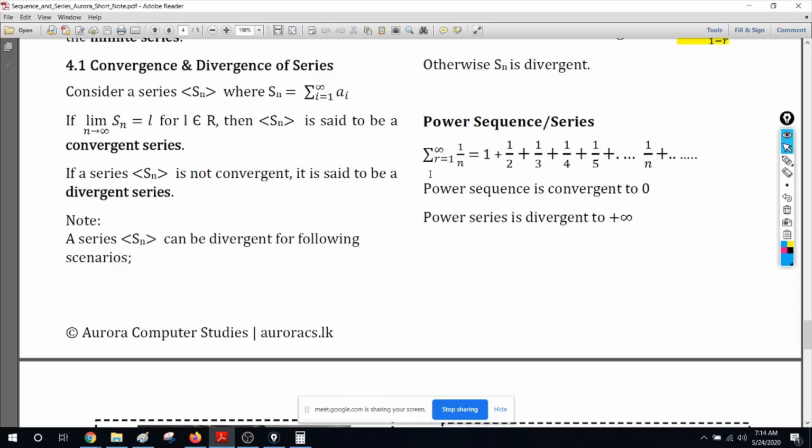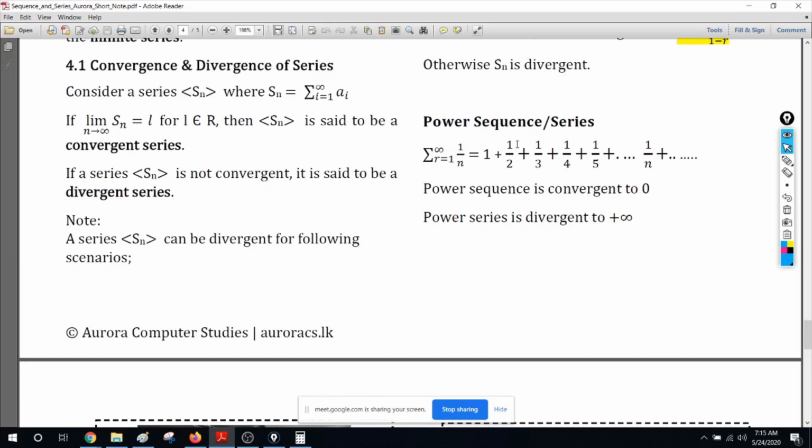But you just have to be aware of what is meant by power series. A power series is something like sigma n equals 1 to infinity of 1 over n. So when n equals 1, 1 upon 1, then 1 upon 2, 1 upon 3, 1 upon 4, 1 upon 5, etc. This is called a power sequence or power series. If you have it comma separated, it's a power sequence. If you have the summation, it's a power series.